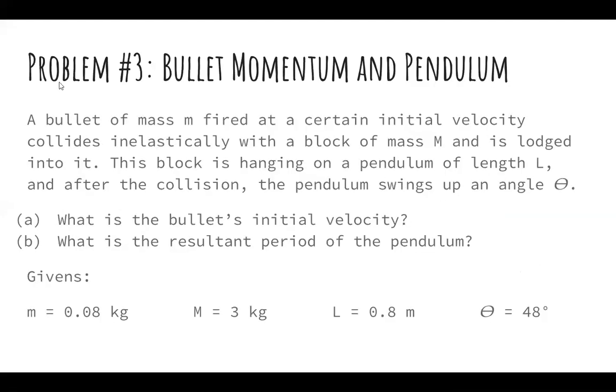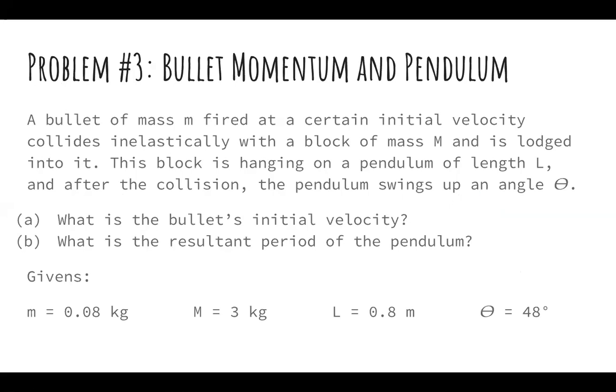Okay, so for problem number 3, we're looking at momentum. We have a bullet of mass m that is fired at a certain initial velocity and collides inelastically with a block of larger mass M and is lodged into it. This block is hanging on a pendulum of length L, and after the collision, the pendulum swings up an angle of theta. What is the bullet's initial velocity, and what is the resultant period of the pendulum?